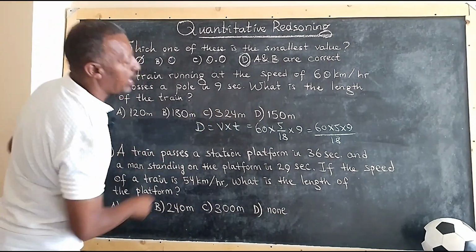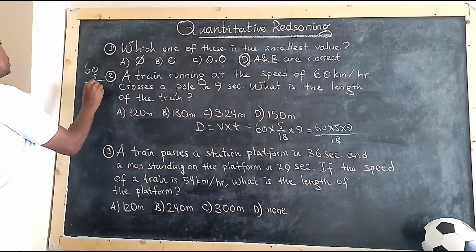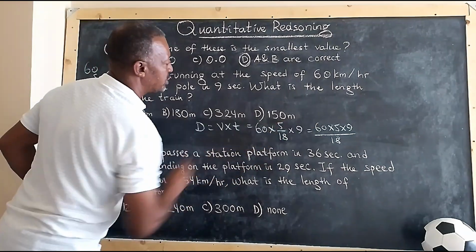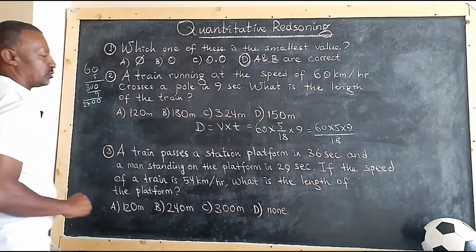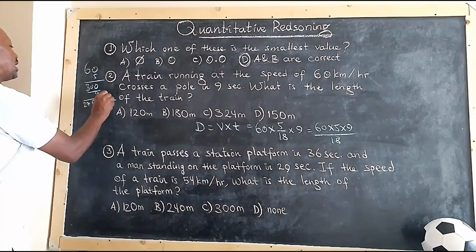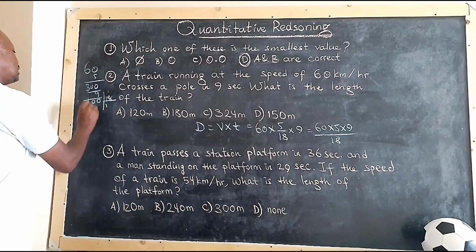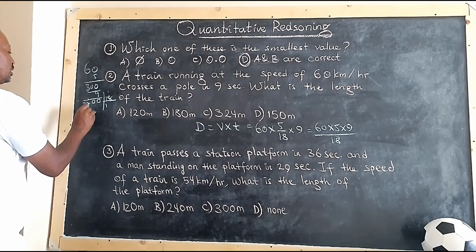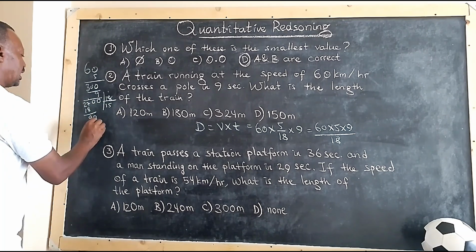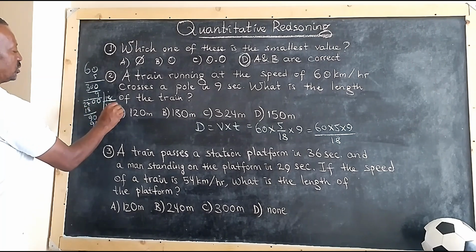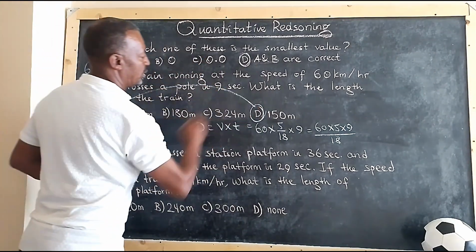60 times 5 means 6 times 3 is 30, so you put 300 here. Times 9 means 2700, divided by 18. We can put this 0 here. 5 times 18 is 90, right? So this 0 can go there, because this is equal to 150. So the correct answer is 150.